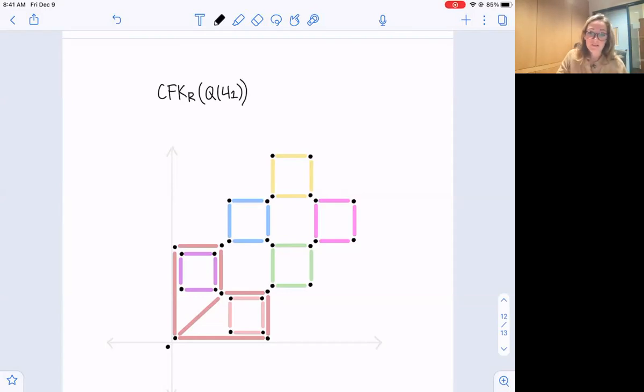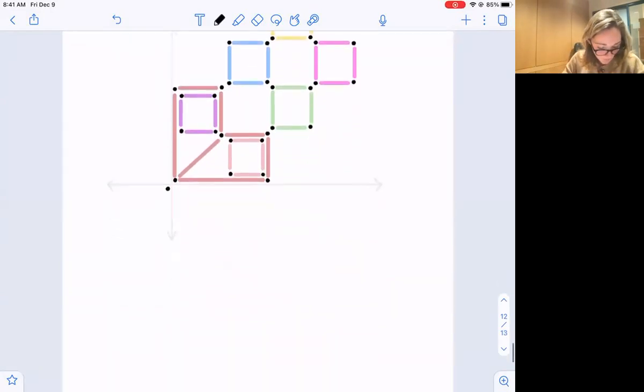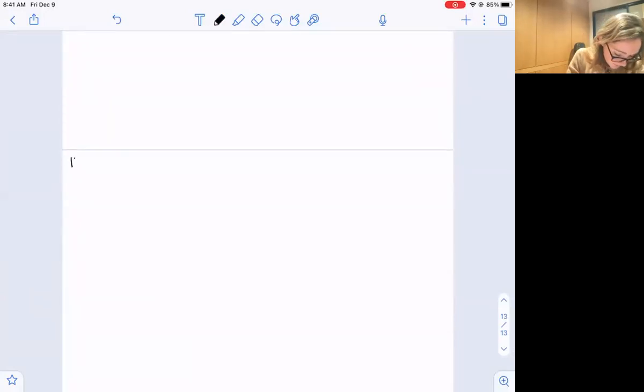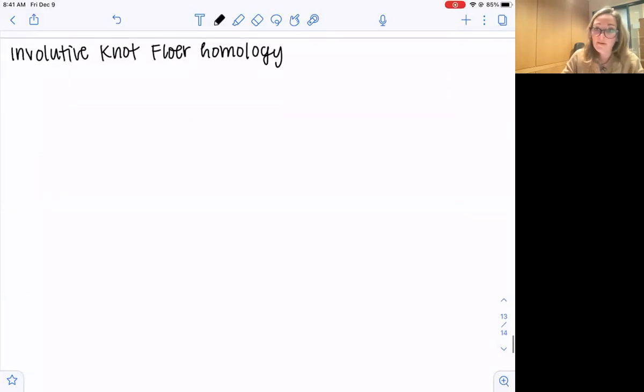But recall that this is only half the battle. I still don't have all the concordance information that I want. So now I will appeal to involutive knot Floer homology. I'll zoom in again. Okay.